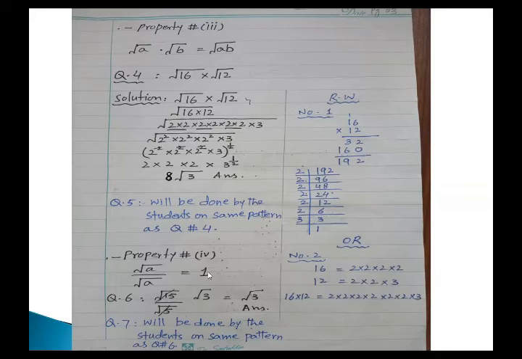Now property number 4. Property number 4 is under root a divided by under root a is equal to 1. So if we have a question like under root 15 divided by under root 5, what do we say? We say that we can cancel them. So cancelling them, 5 ones are 5, 5 threes are 15, we would get the answer under root 3.